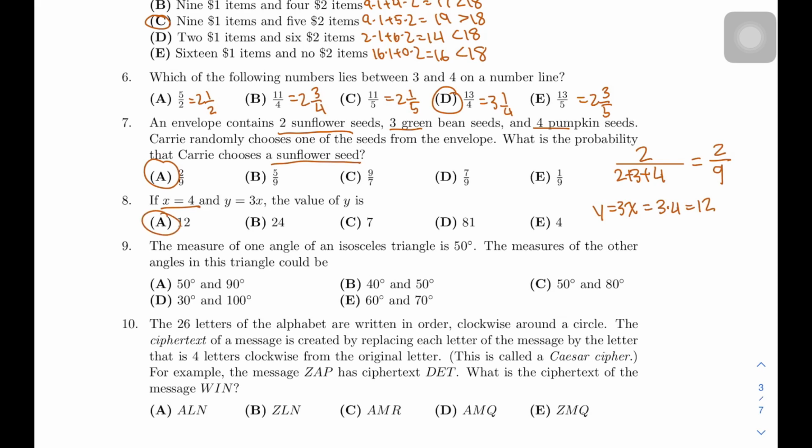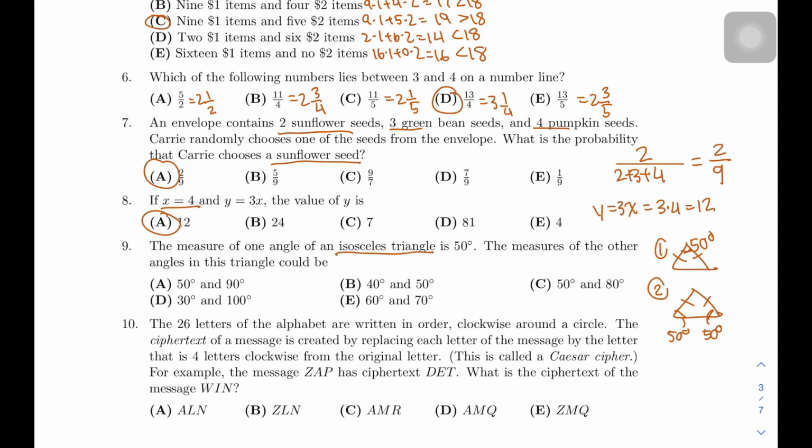Number 9. The measure of one angle of an isosceles triangle is 50 degrees. The measure of the other angles in this triangle could be, so there's really only 2 scenarios for an isosceles triangle with an angle of 50 degrees. The first scenario is if the top part is 50 degrees. The second scenario is if the angles that are equal, one of them equals 50 degrees. In this case, this would also have to equal 50 degrees.